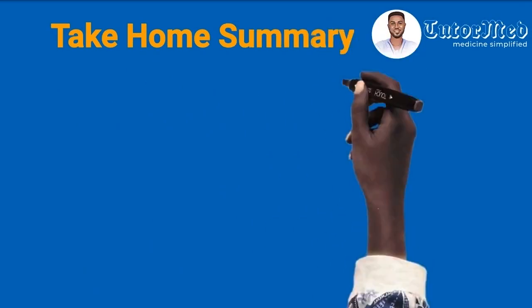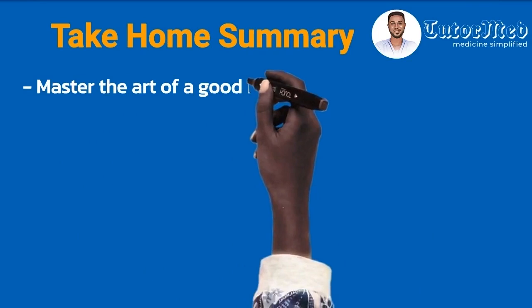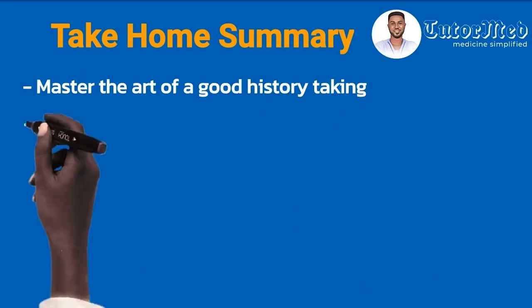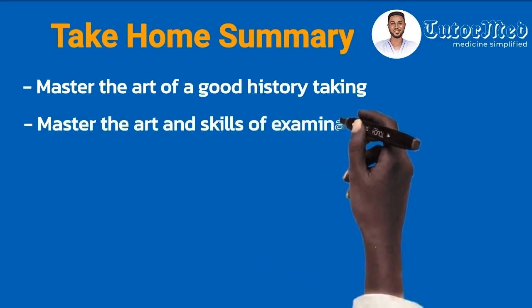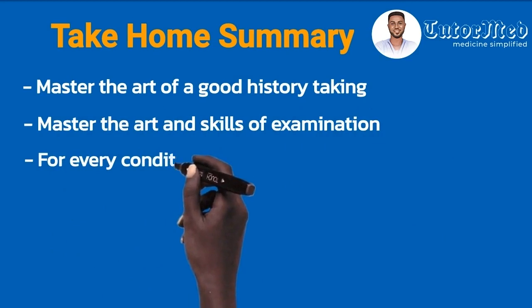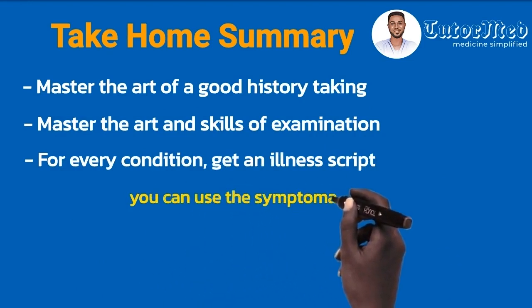In summary, let's take a few points. Point number 1, please master the art of a good history taking, because 70 to 80% of diagnosis comes from this aspect of the clinical method. Point number 2, please master the art and skills of physical examination. Point number 3, for every condition, please get an illness script, and you can use the symptomatic approach for this.